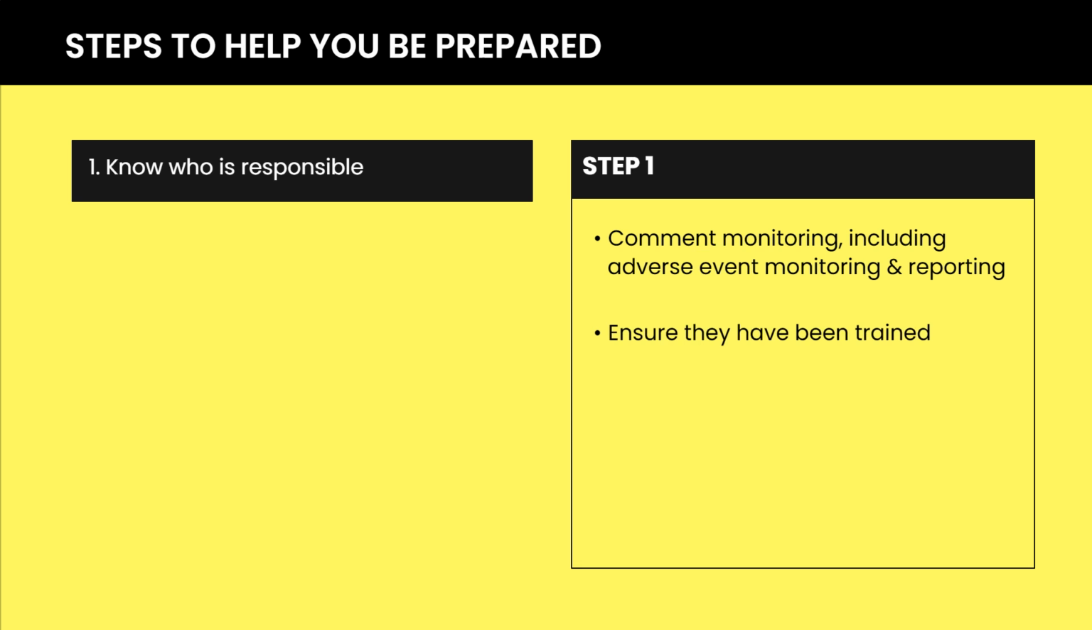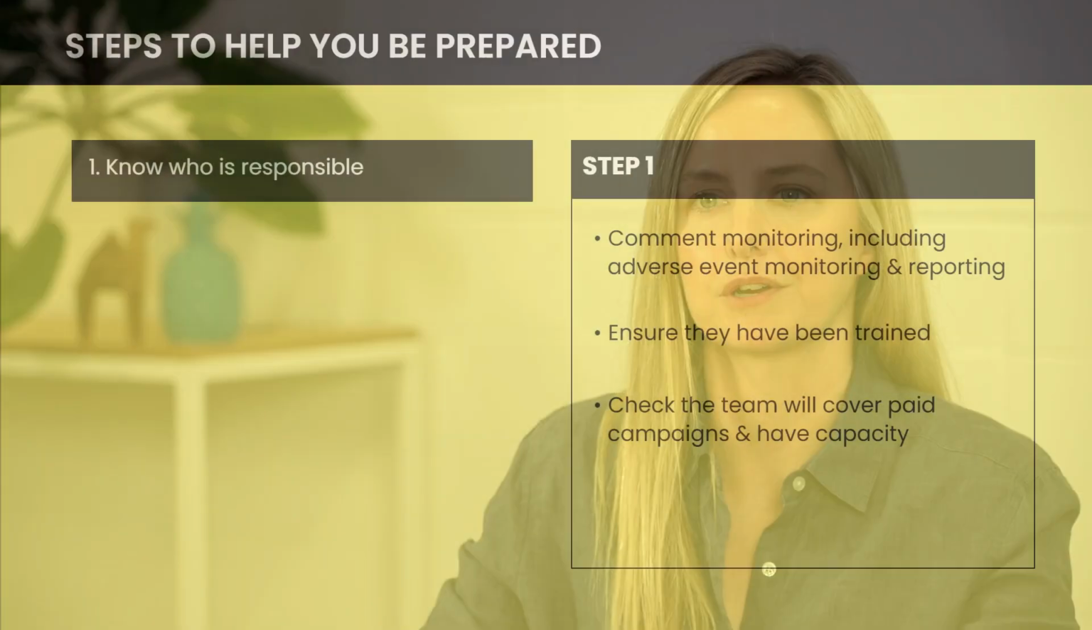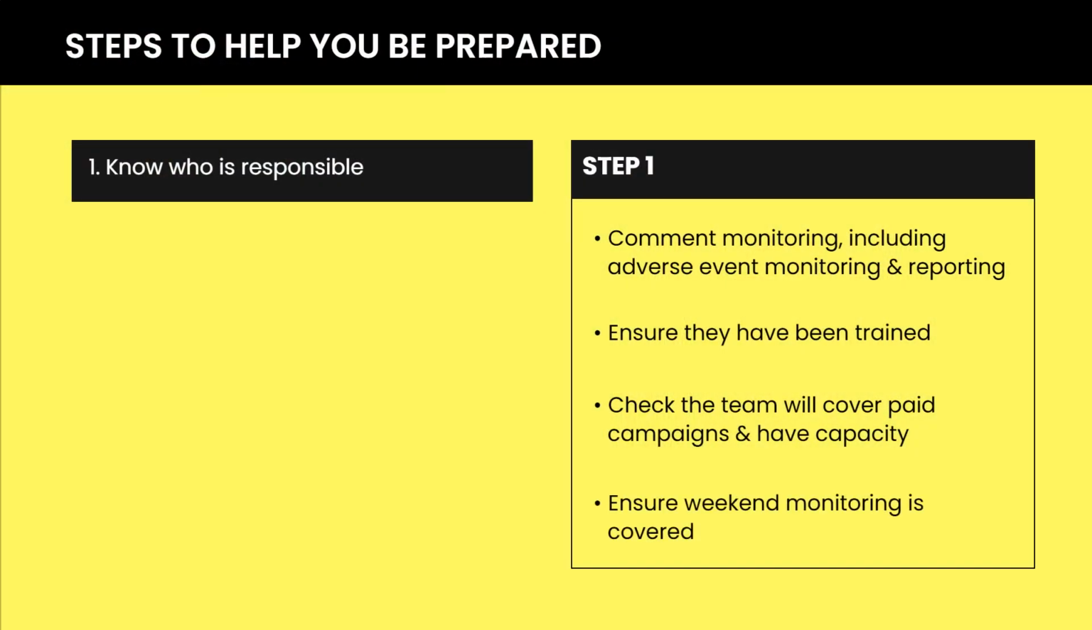campaign. If you know your company already has a team, for example an in-house team or a specialised agency, contracted to support with comment monitoring, make sure you check that they will cover paid campaigns and that they have capacity to support with your campaign. You might find they only do the monitoring of organic content, or they do not have the capacity for your campaign and you need to contract your agency to support. Remember that agencies usually include weekday monitoring only, so if your company requires weekend monitoring of social content, make sure this is covered in your agency contract.